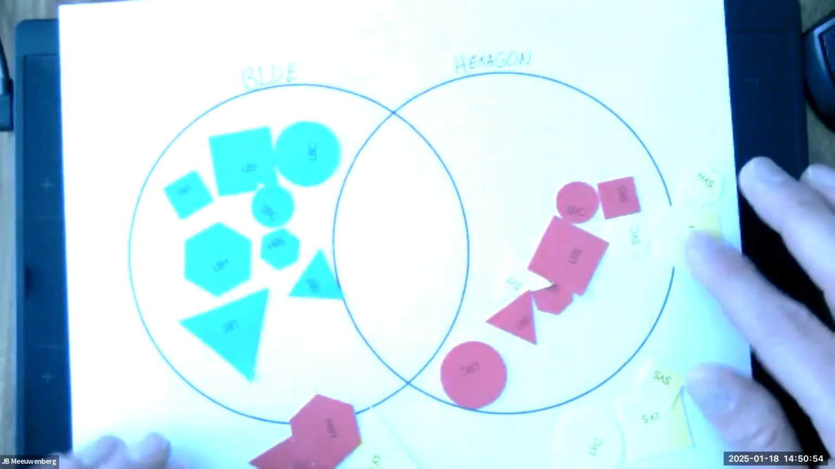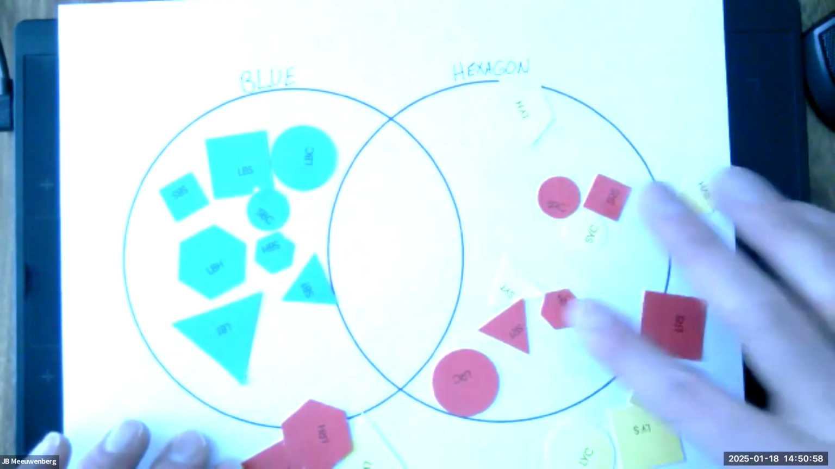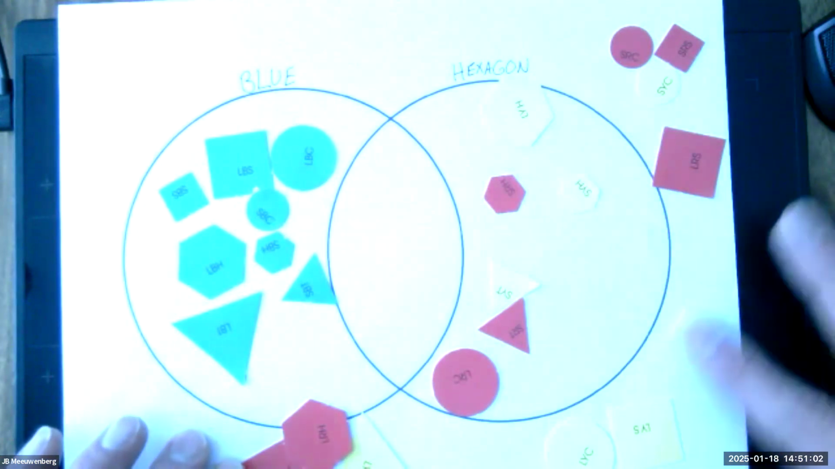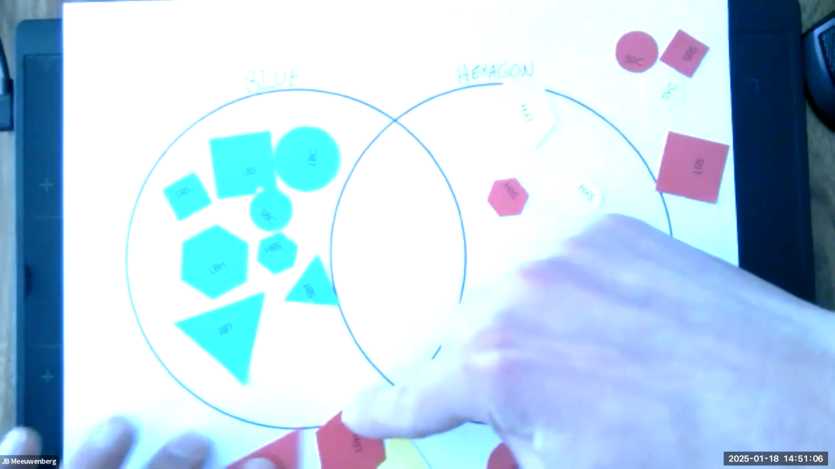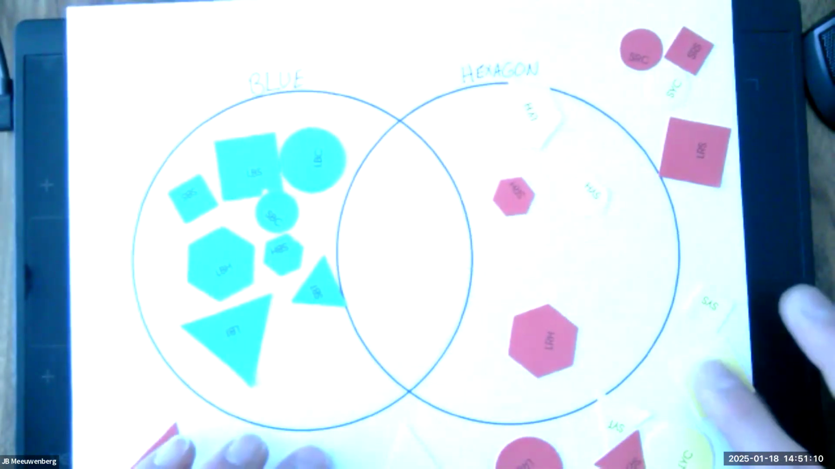And then I'm going to grab all the hexagons and I'm going to put those over on the right side. So anything that's not a hexagon, I'm just going to move to some other part of the paper. Again, hexagons have 6 sides. All right. So again, the ones that are outside can really go anywhere.